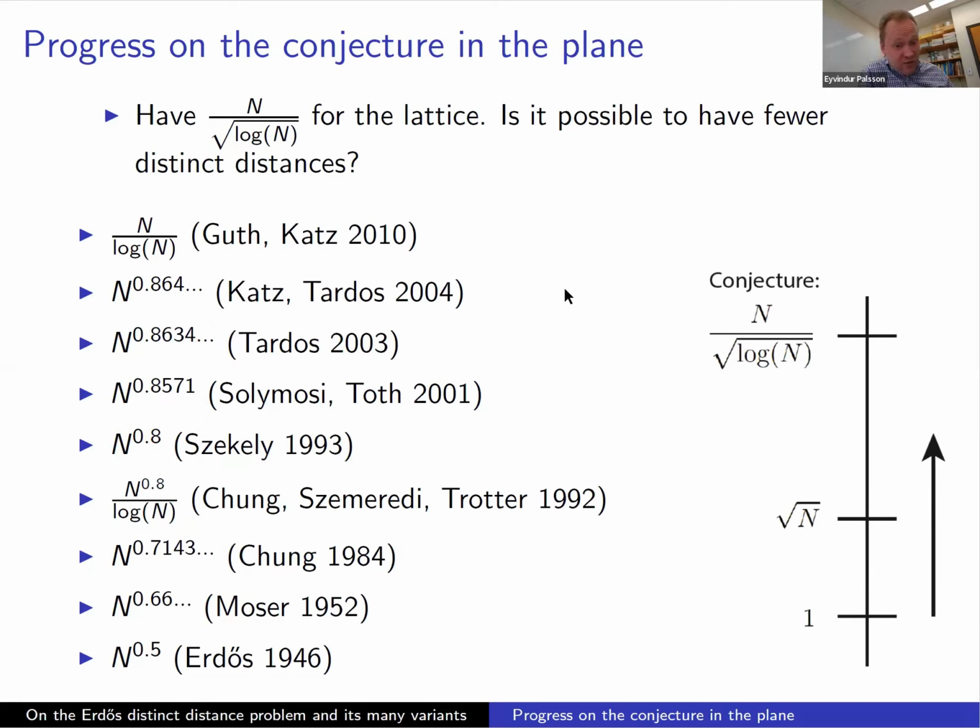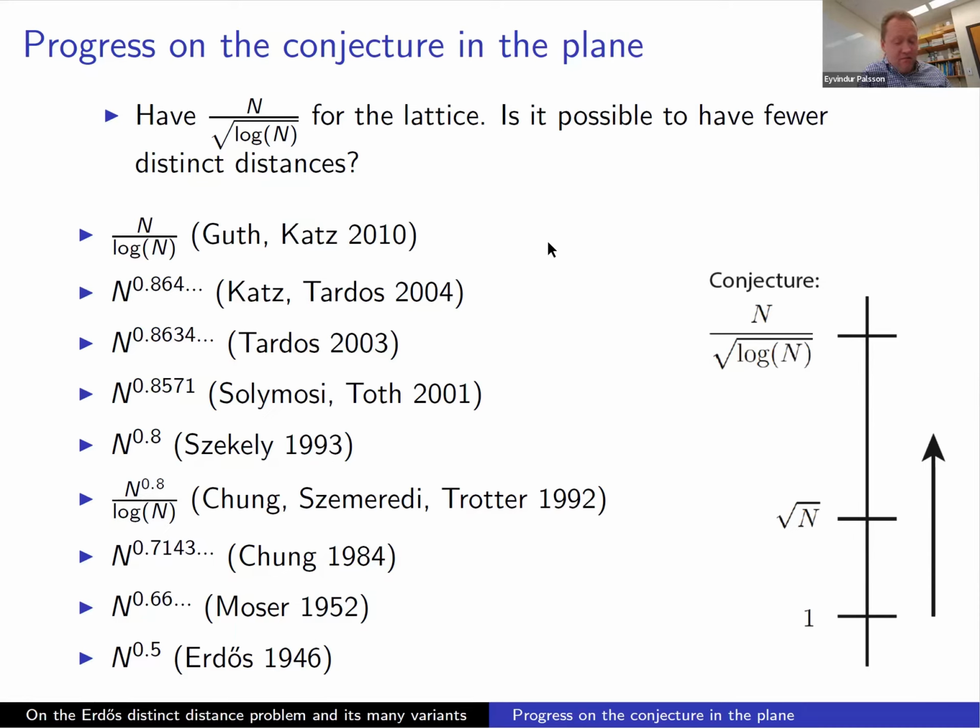But to make a very long story short, Larry Guth and Katz solved this for all practical purposes. It got the right dependence on the n, got n over log n. Yes, there's a question about the square root, but this solves the problem for all practical purposes. And so that was really exciting. It was a major achievement, reaching this resolution of the Erdős distinct distance problem.